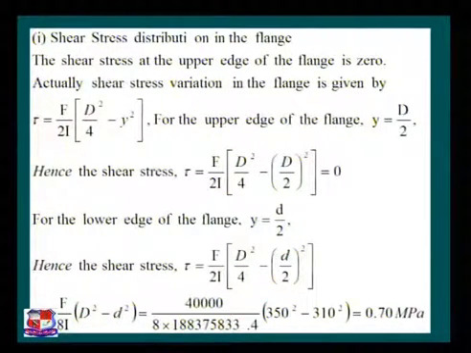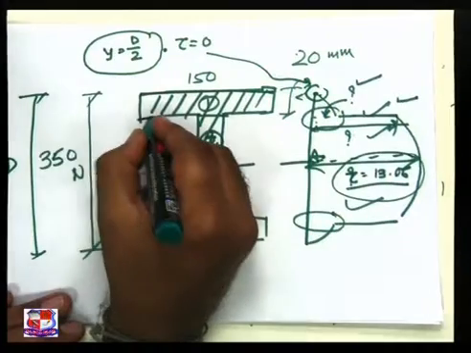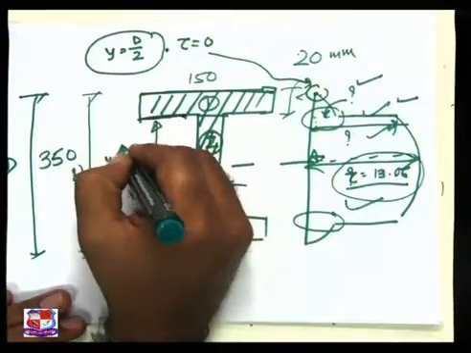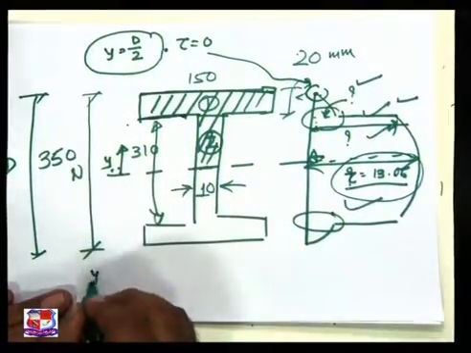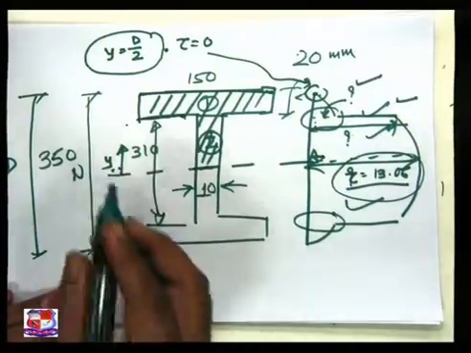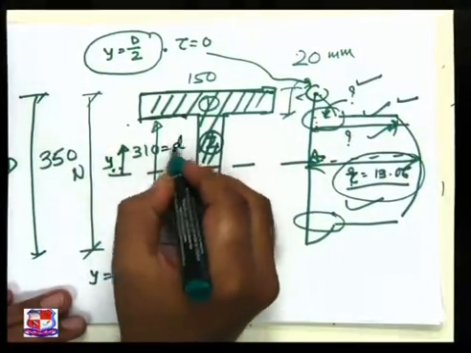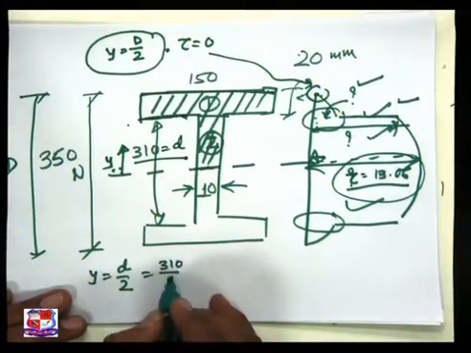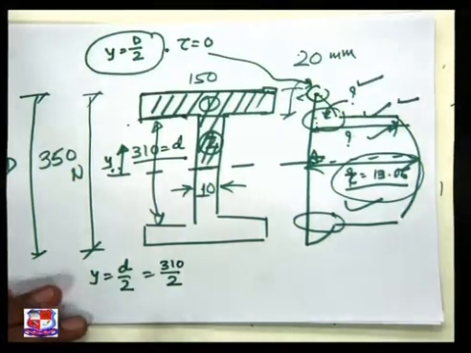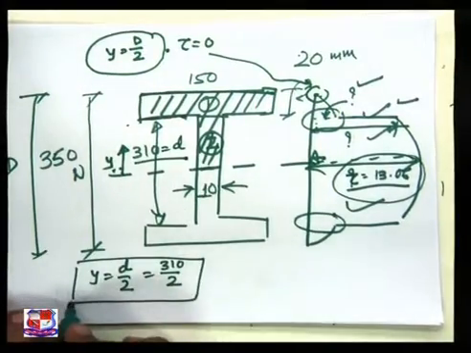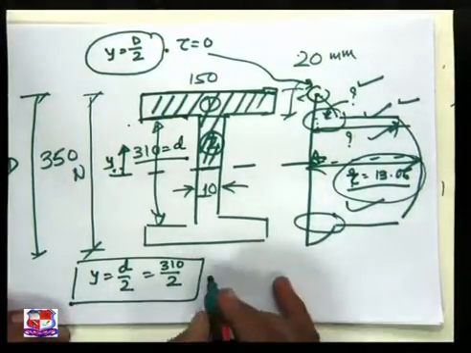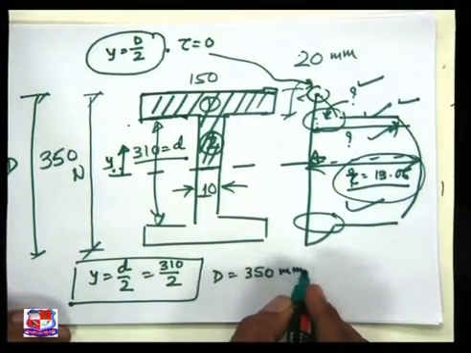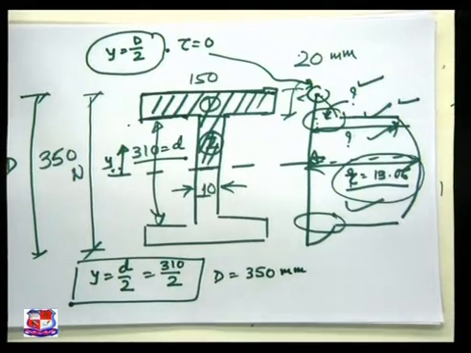Please refer to the PPT. At this edge, I want to find out the value. At this edge, y is equal to small d by 2, as this 310 is small d and small d by 2 is nothing but 310 by 2, and this value we have to put in this equation, while capital D is equal to 350 mm.